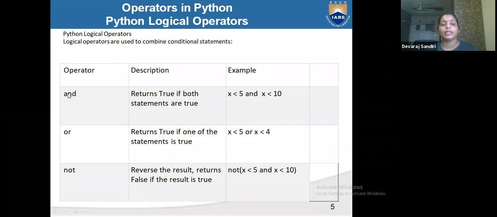Now logical operators: there are and, or, not. And means it will return true if both statements are true.